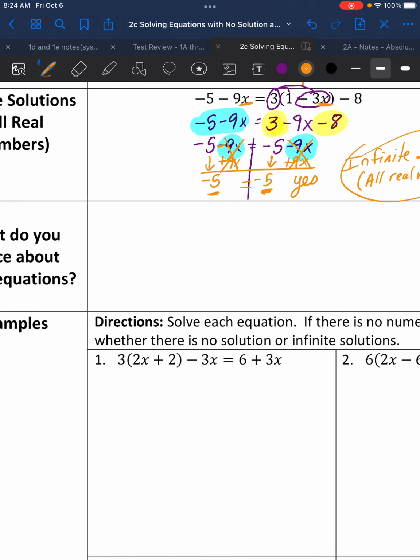So these equations are either you're going to come up with like a number equals a different number, something like that, or negative 10 equals 10. Like, it just doesn't make sense. Or let's go with 8 equals 7. None of those make sense. Anytime you get that, those are no solutions.